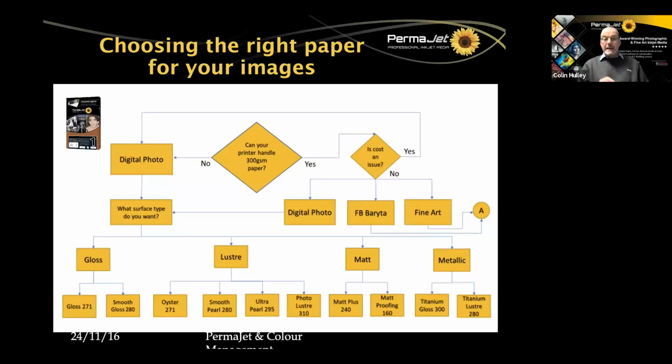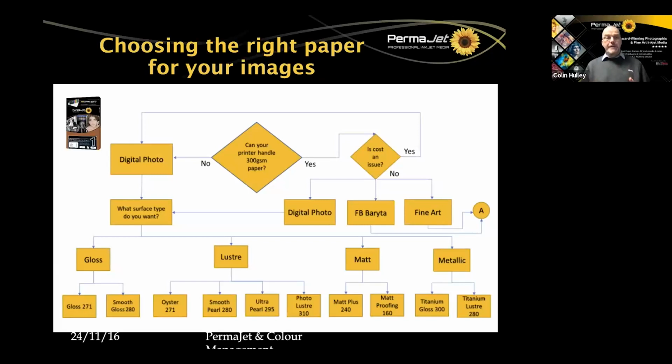Then the fourth paper within the luster finish is Photo Luster 310. Again, another step up in weight, but even though it's 310, it's got the flexibility to be used in any form of printer. So even though it's 310, don't think, oh, it's too heavy to go through a printer. It has that flexibility of base construction.